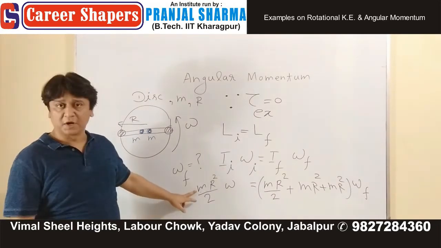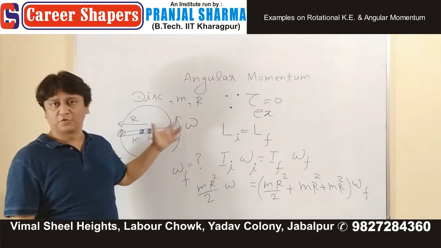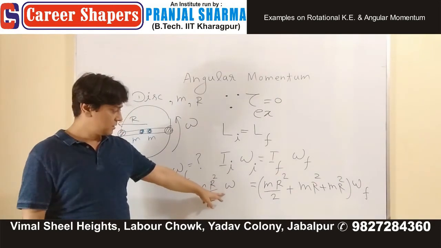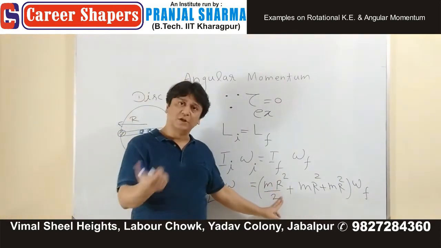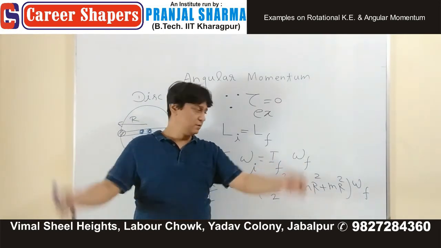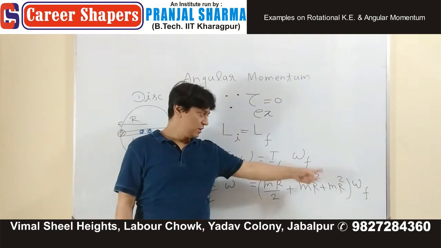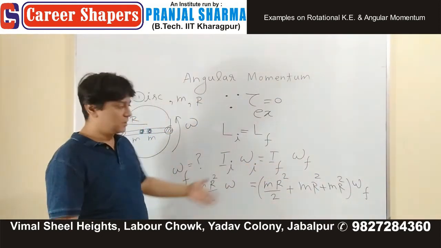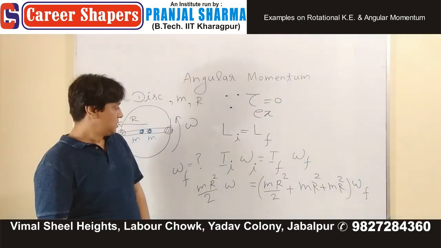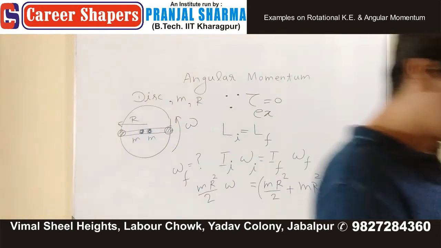Initially, the disk is present. The balls are close to the axis, and therefore they have no moment of inertia. Initial angular velocity. The disk is always present, but now the beads are also at the ends of the diameter, so what will develop for them as well? Moment of inertia into omega final. Solve this and you get your answer. If you understand this question, then write down yes in the comment box.